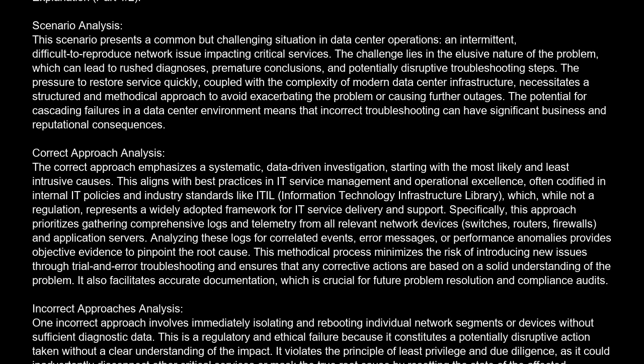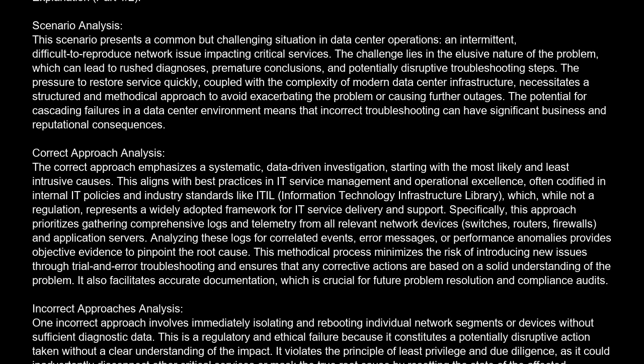Incorrect approaches analysis. One incorrect approach involves immediately isolating and rebooting individual network segments or devices without sufficient diagnostic data. This is a regulatory and ethical failure because it constitutes a potentially disruptive action taken without a clear understanding of the impact. It violates the principle of least privilege and due diligence, as it could inadvertently disconnect other critical services or mask the true root cause by resetting the state of the affected components. Such actions can lead to unscheduled downtime, violating service-level agreements, SLAs, and potentially incurring financial penalties.